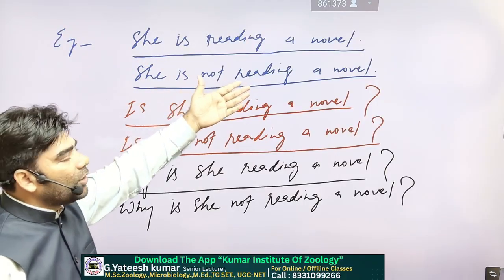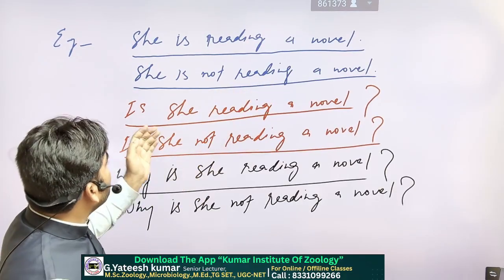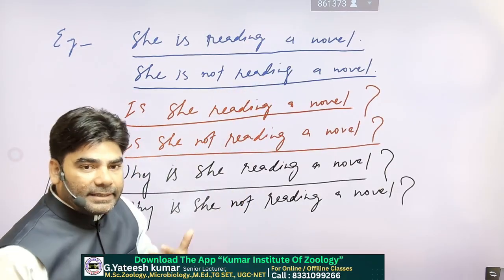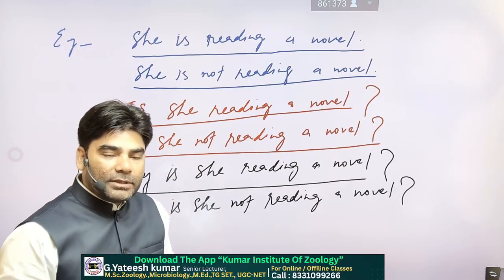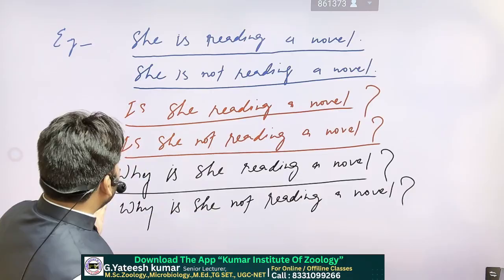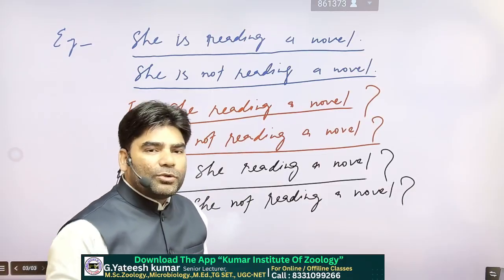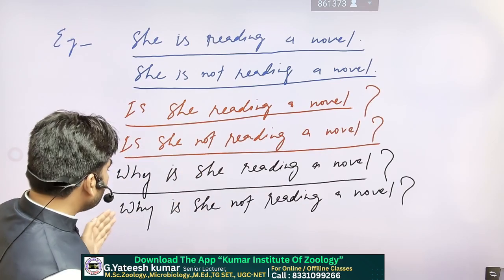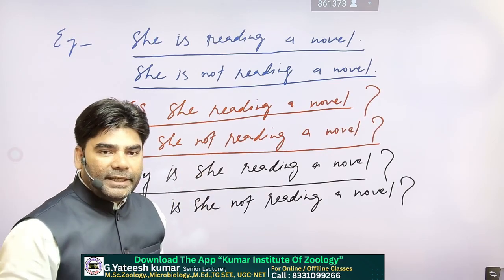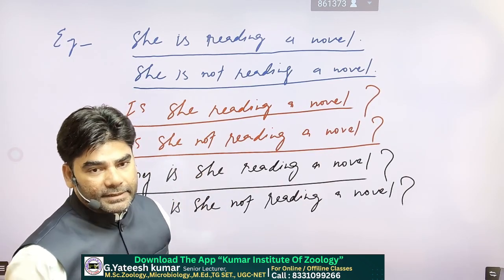So like this, she is reading a novel means passing information positively. She is not reading a novel, passing information negatively. Is she reading a novel, asking and wanting an answer in yes or no. Is she not reading, asking and wanting an answer in yes or no. Then why is she reading? So we want to know the reason. Okay, so we can use WH questions for that. Why is she not reading? Here also we want some detailed answer.